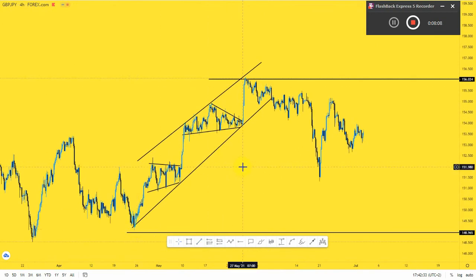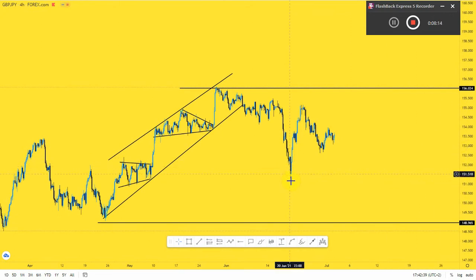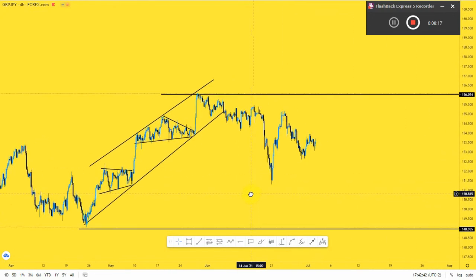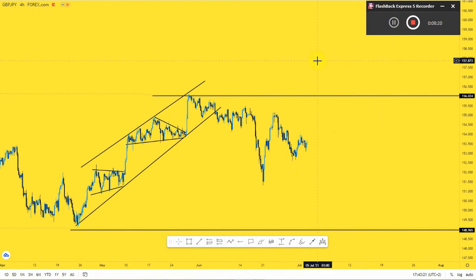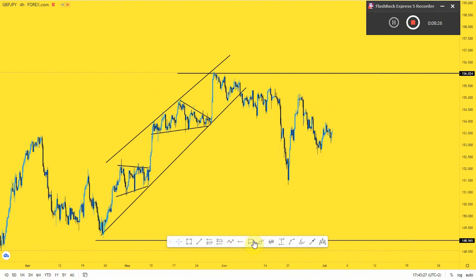Okay, so now looking at the current price, guys, we can see that the market was moving in this channel. So the market moved in this channel from the 23rd of April till the 4th of June. On the 4th of June it broke out and gave us a retest and then fell.